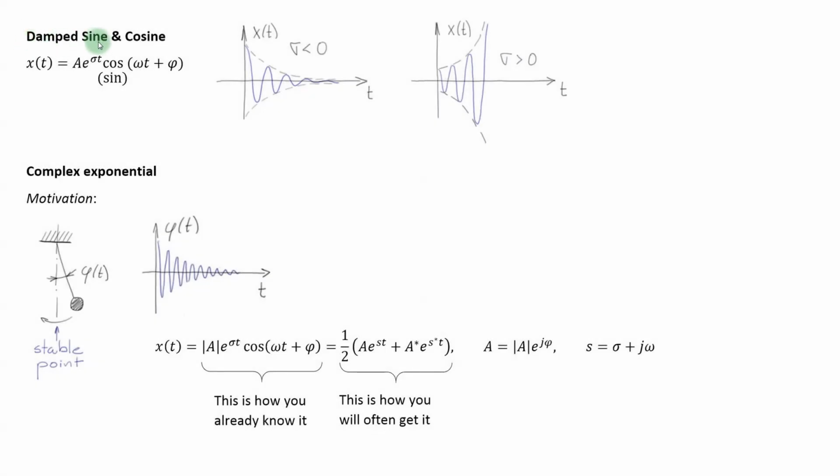Now, damped sine and cosine. You have seen these types of behavior with the inverse pendulum, and this can be described by taking a cosine or a sine and multiplying it with an exponential. Depending on the value of this sigma, you will get an exponentially damped sine or cosine, which happens when sigma is negative, or an exponentially amplified sine or cosine, which happens when sigma is positive. So depending on the value of this sigma, we will be able to distinguish whether we are dealing with stable or unstable behavior.